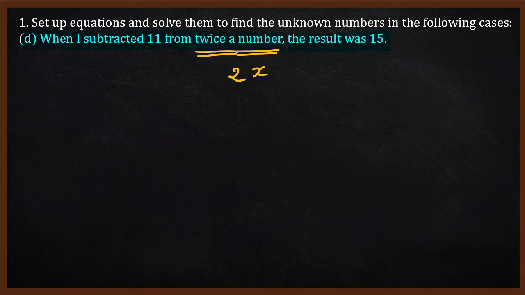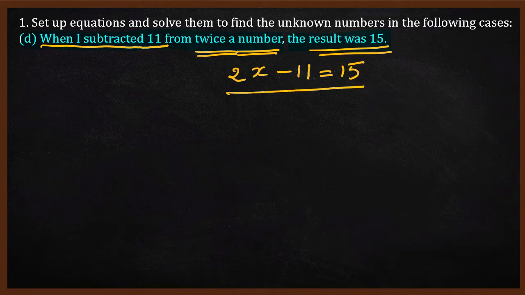That's 2x. When I subtracted 11, what does that mean? It is 2x minus 11. That's what it means. What is the result we get? It says 15. 15 is the result. So your equation is 2x minus 11 equals 15.